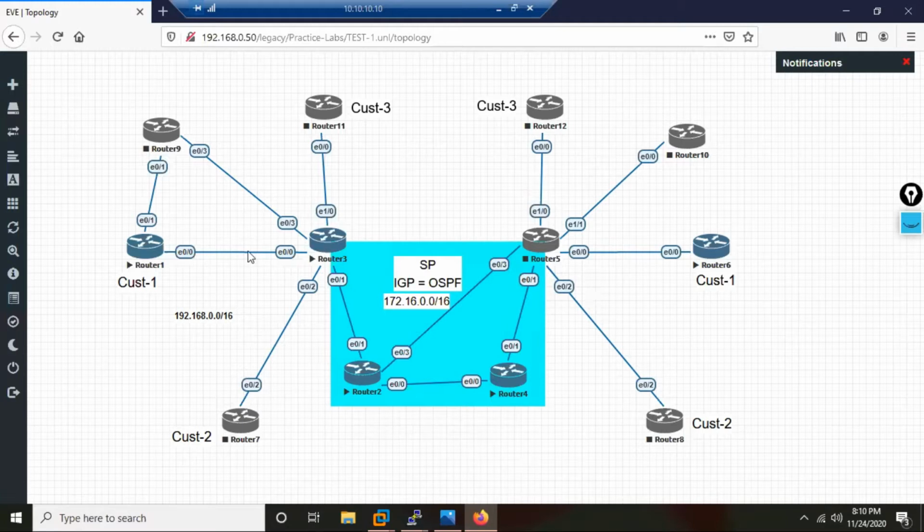If you remember, what was this customer one running? What was the routing protocol? Customer one was running the RIP routing protocol, and the service provider in their internal IGP was running OSPF. And how did I exchange customer router one's routes to router six, how were the routes exchanged?